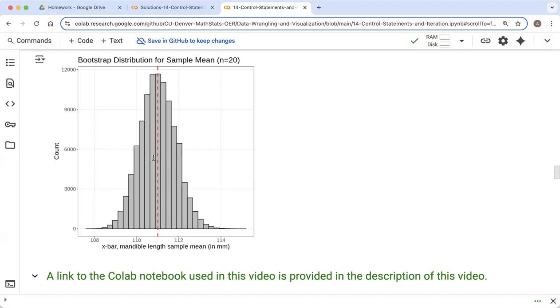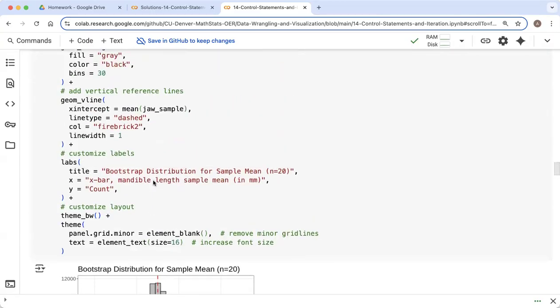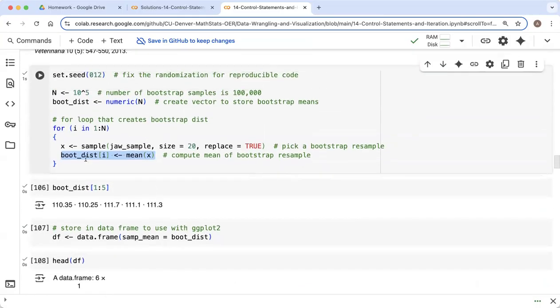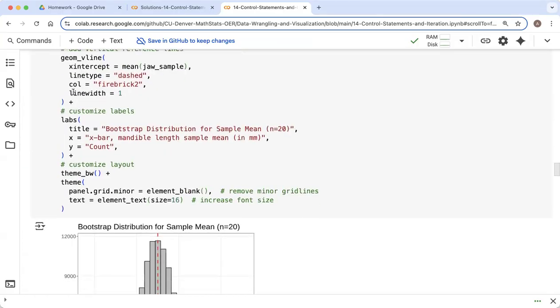And so looking at how large the variability is gives us a sense of how much uncertainty we want to build into our estimate for the population mean. So let's see how that would work. We have stored all of these sample means that I'm looking at in this plot in a vector called boot_dist. When we ran this for loop, we stored the means from each bootstrap resample in this vector called boot_dist, and we have 100,000 of them. So that's a really large vector.